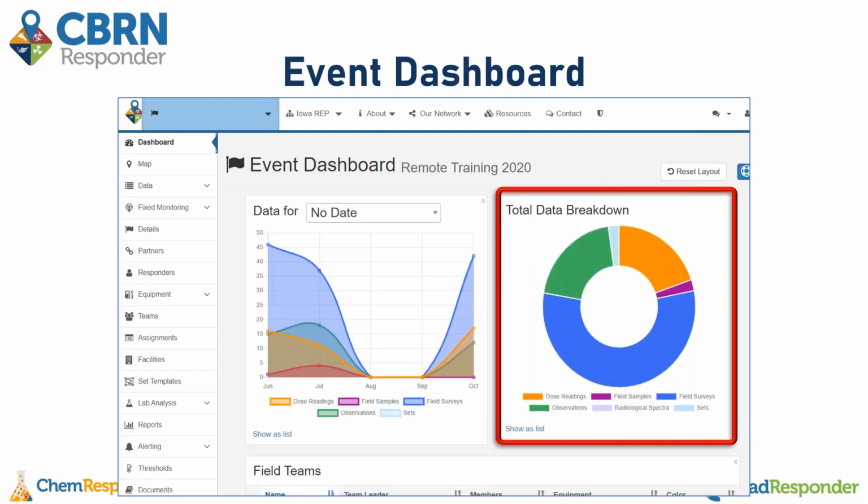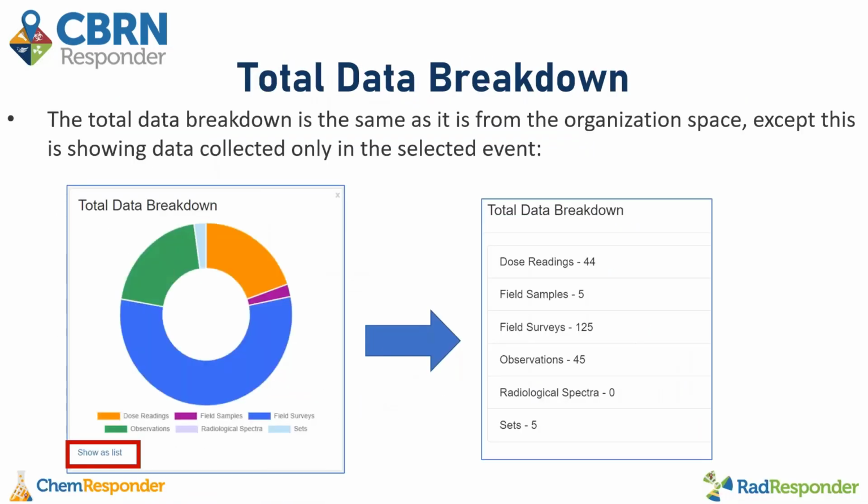Total data breakdown is next, and this also remains the same from the previous event dashboards, and it works the same as the organization dashboard total data breakdown. So again, the only difference is that in the event space, it's only going to show you the amount of data for that particular event.